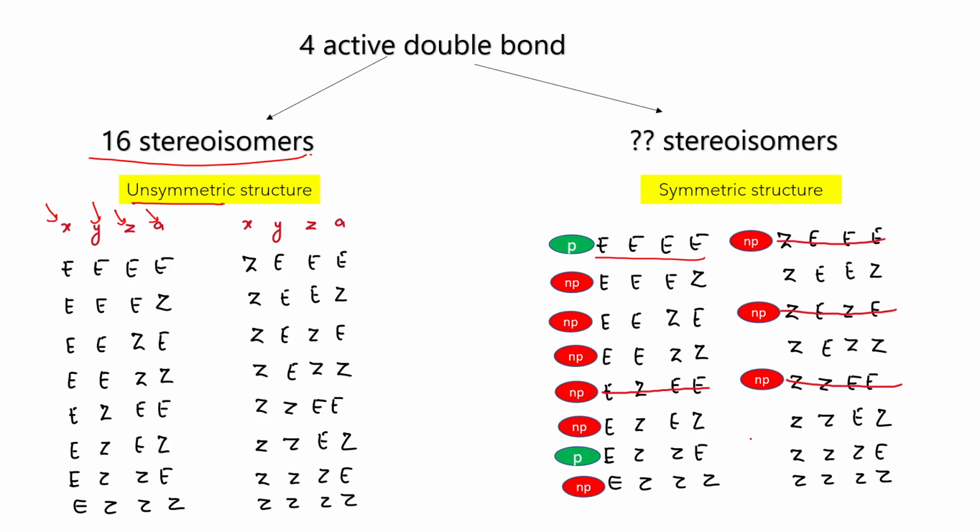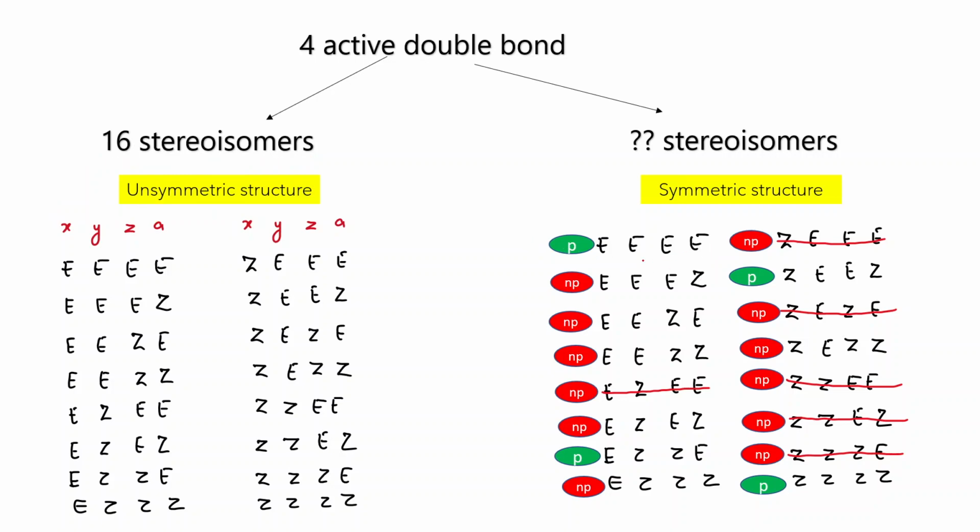EZZZ, ZZZE, cut it out. Then the palindromic one, then the non-palindromic one, cut its pair out. And all Z, palindromic. So what happens now? You can count how many you have cancelled: 1, 2, 3, 4, 5, 6. So 16 minus 6, you have 10 possibilities here.